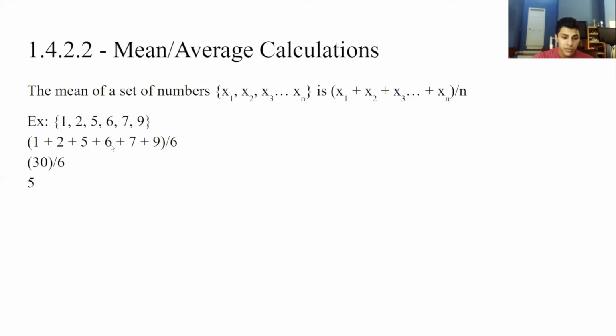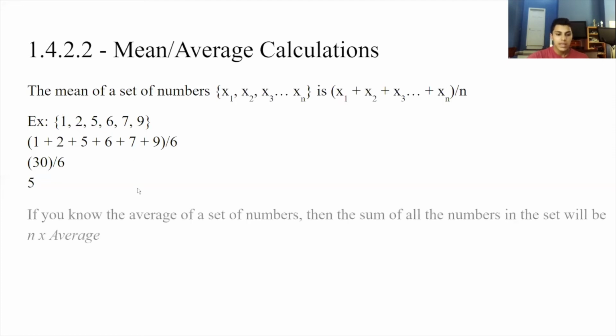So 1 plus 2 plus 5 plus 6 plus 7 plus 9 simplifies to 30. And if I divide that by 6, which is my total number of terms, that leaves me with 5. So 5 would be the average for this set of data right here. You add all your terms and you divide by the number of terms that you added.